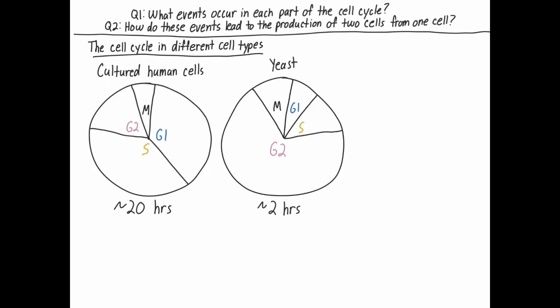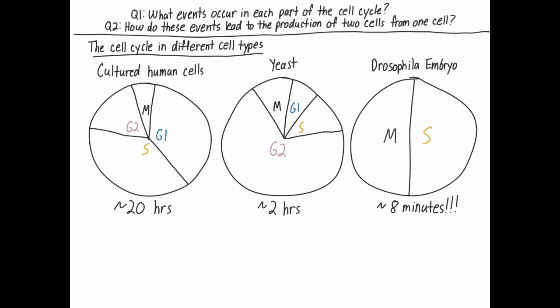Yeast undergoing fission can take about 2 hours to go through the cell cycle, with most of the time spent in G2. Cells in a Drosophila embryo complete the cell cycle in an amazingly short amount of time, only 8 minutes.